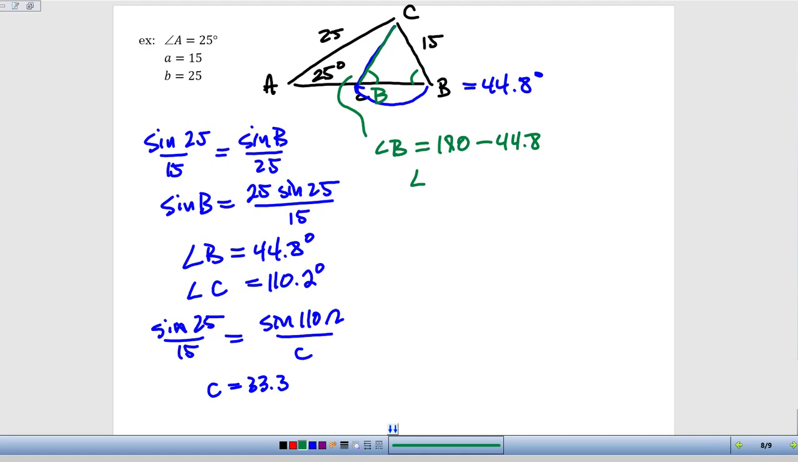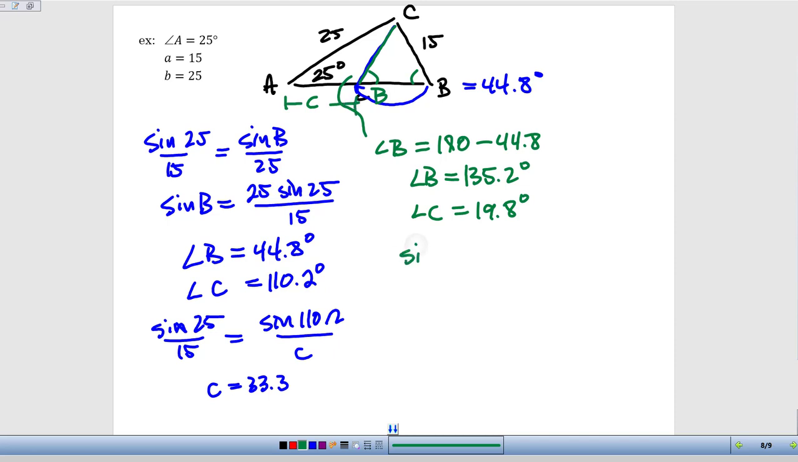And so then we get angle B is equal to 135.2. So that coupled with angle A still being 25 degrees, add those together and subtract from 180. That means that angle C turns out to be 19.8 degrees. And so now we only have one thing left that we have to find. We have to find this new shorter length C.